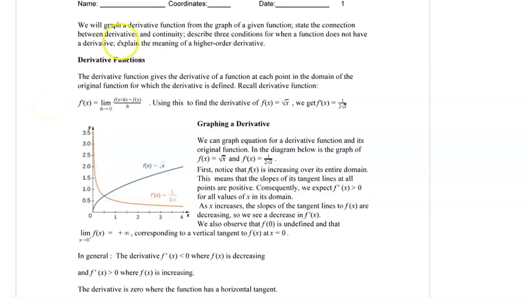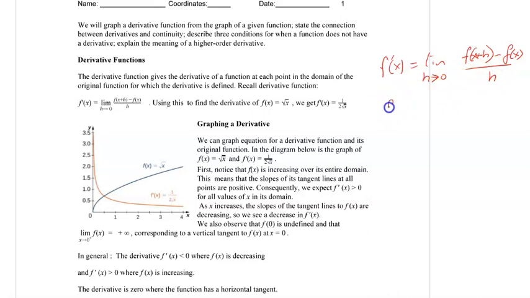order derivatives. Now, the derivative function gives the derivative of a function at each point of the domain of the original function for which the derivative is defined. So recall our formula based on the definition of the derivative from the last section, where we had f prime of x as our derivative is equal to the limit as h approaches 0 of f of x plus h minus f of x over h. Right?